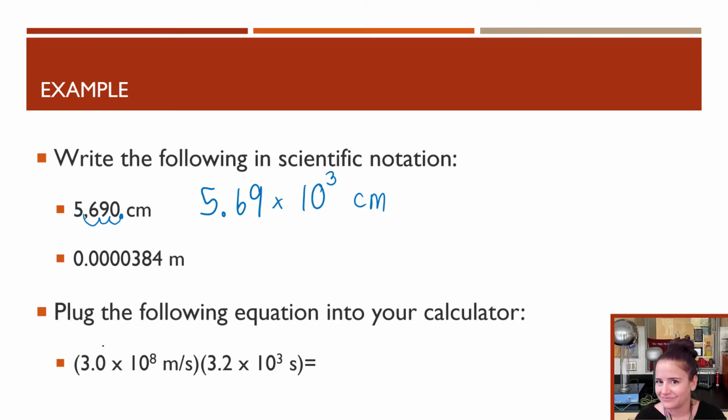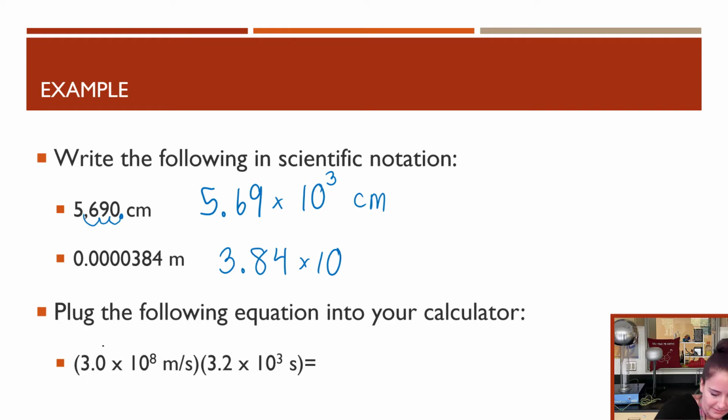What about the next one? Where would you put the decimal to create a number between 1 and 10? Well, I would put it between the 3 and the 4. So we have 3.84 times 10. Hey, wait, 0.000, that's a small number. So we're going to have a negative exponent.